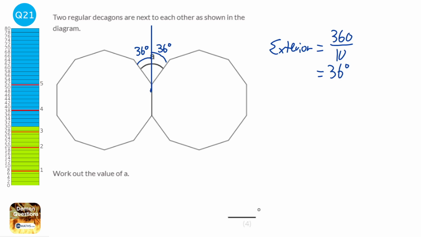So altogether, the angle A will be 36 plus 36, which will be 72. So our answer will be 72 degrees.